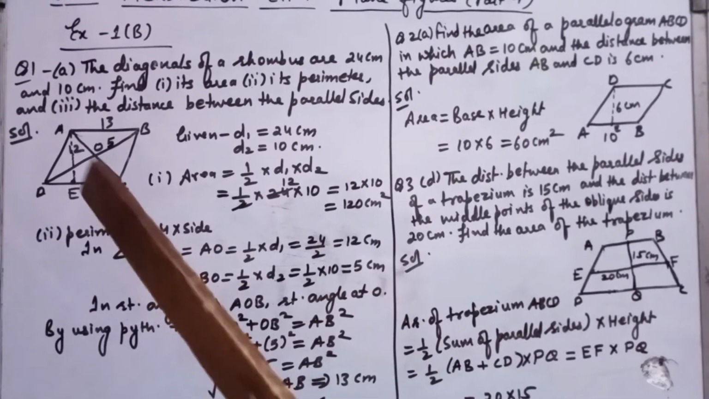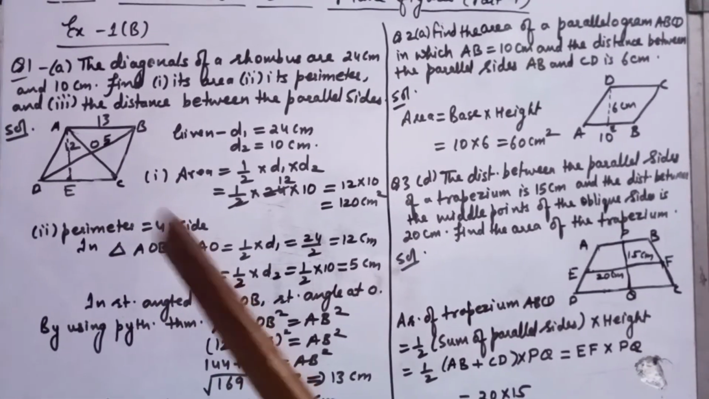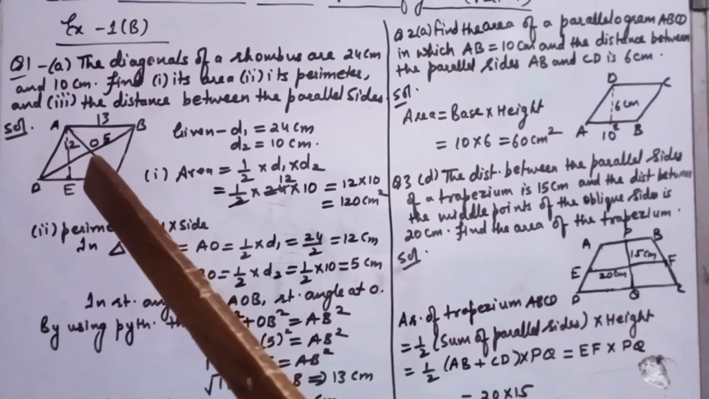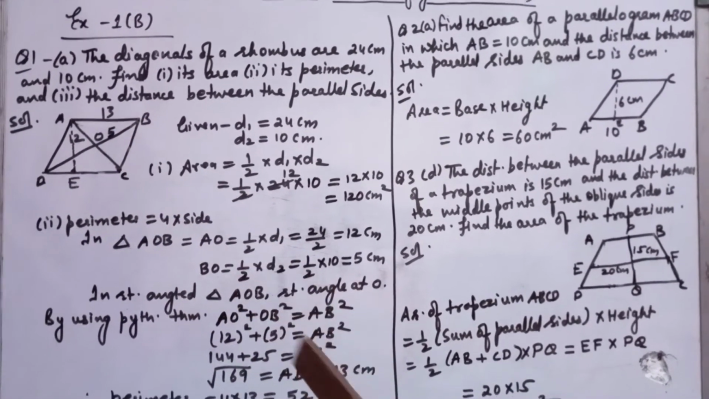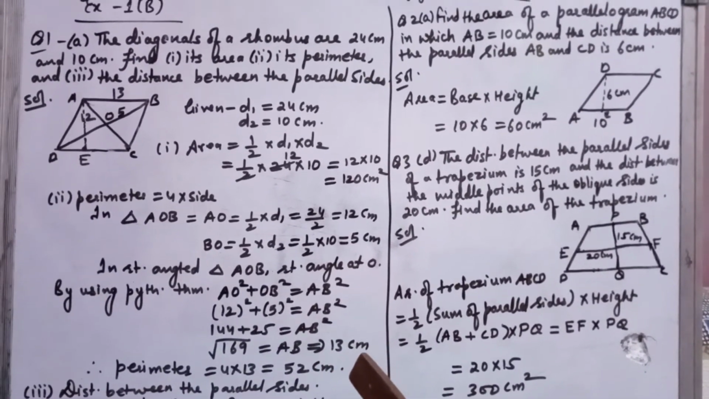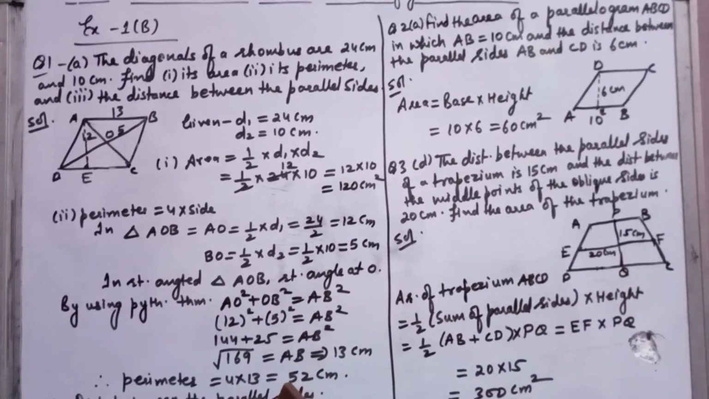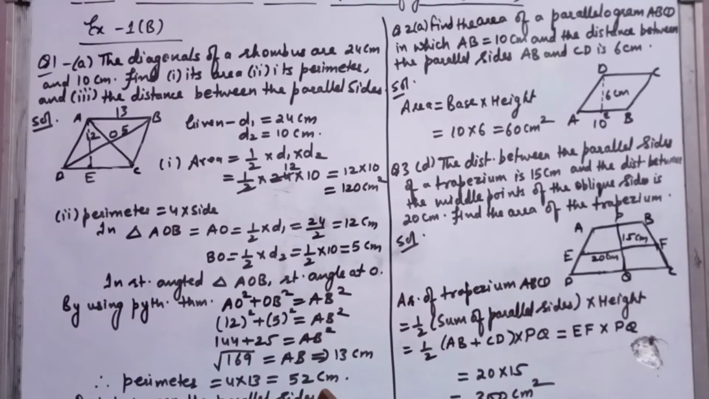So in right angle triangle AOB, right angle at O, we use Pythagoras theorem: perpendicular square plus base square equal to hypotenuse square. By using that, we get one side AB equal to 13 centimeter. And in rhombus, we know all four sides are equal. Therefore, perimeter is 4 into side, which is 52 centimeter.